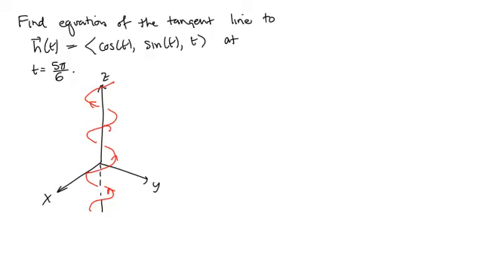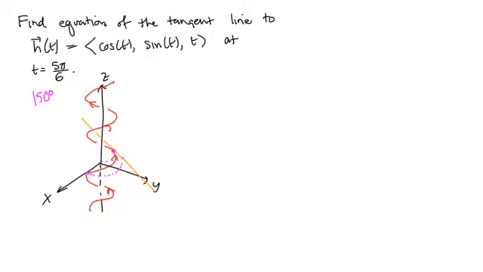So what we want to do is, at the value t equals 5 pi over 6, which roughly corresponds to, in my head, 150 degrees. So we'd be looking at a point roughly over here. This is time equals 0, and so at time equals 5 pi over 6, we'd be at a point right around this area. And so we want to find the equation of the line tangent to this space curve at this particular point right here.